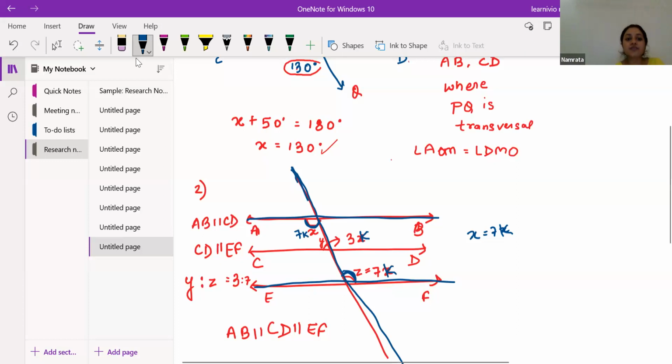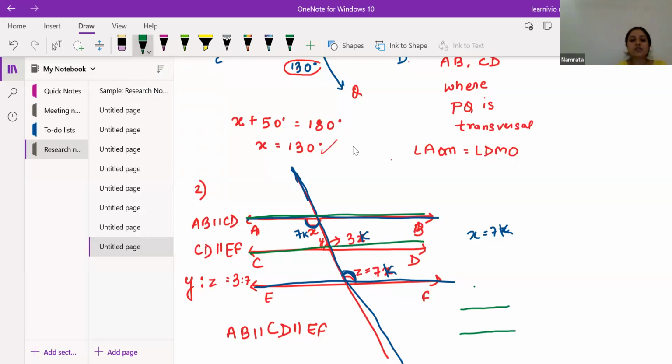Now we will focus on these two parallel lines, the first two, AB and CD, only AB and CD, and this is the transversal. Here you have X, that means 7K, and Y, that means 3K. Can you see both are parallel lines cut by a transversal? Both the angles 7K and 3K will add up to 180 degrees because both are co-interior angles. Interior angles on the same side always sum to 180 degrees.